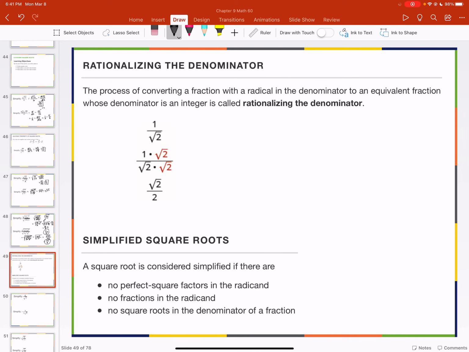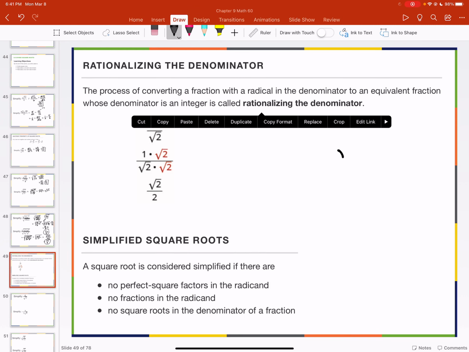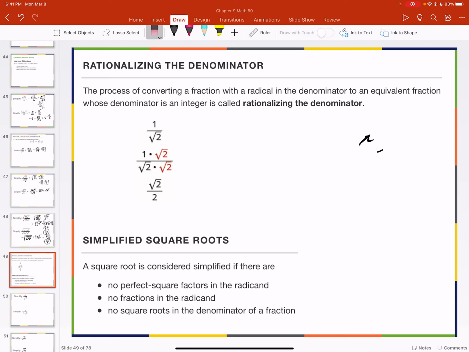So the next thing we want to learn is rationalizing the denominator. The first thing we do is convert a fraction to an equivalent fraction with no radical in the denominator. We just multiply top and bottom by the radical itself, because you know that the square root of a number squared is just going to be the number itself. So we're going to use this. Okay, so a radical expression is simplified if there are no perfect squares, no fractions, and no square roots in the denominator.